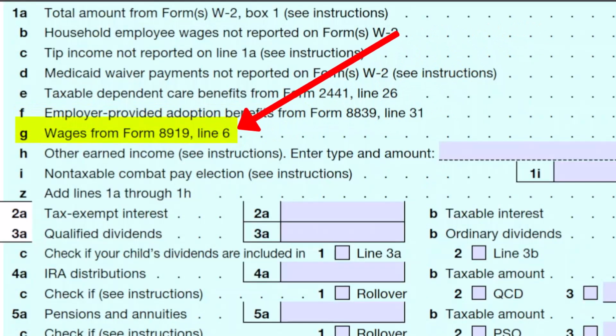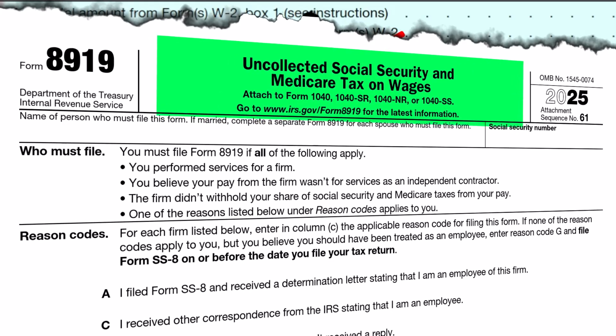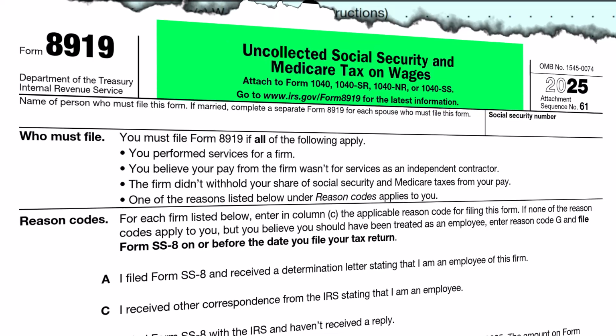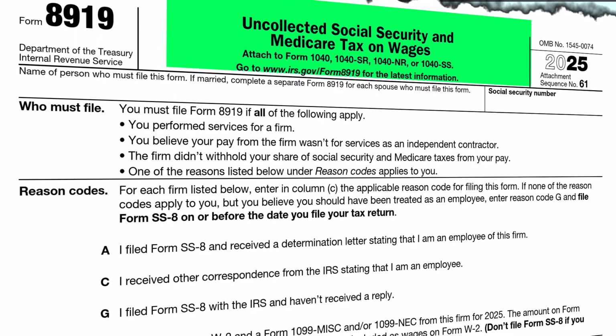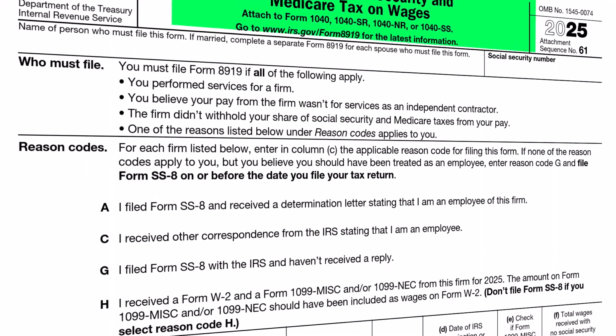Line 1G acts as the definitive reporting mechanism for wages where an employer failed to withhold Social Security and Medicare taxes due to worker misclassification. To utilize this line, you must aggregate the totals from Form 8919, specifically line 6, which identifies income earned from a firm that treated the taxpayer as a contractor despite the legal realities of an employee-employer relationship.